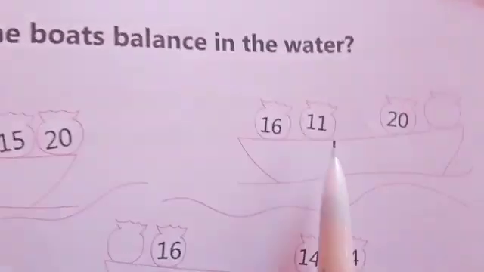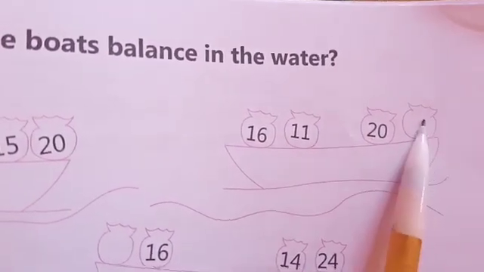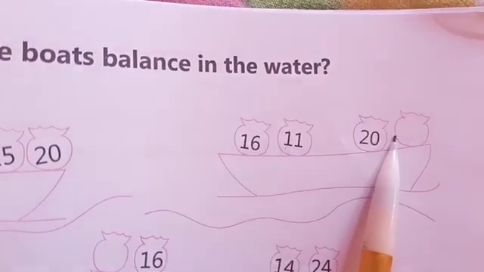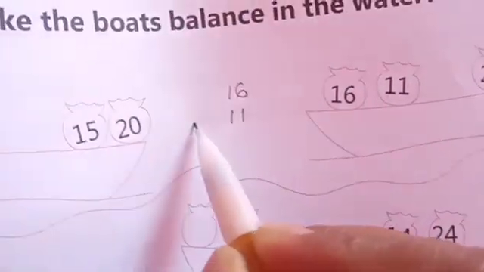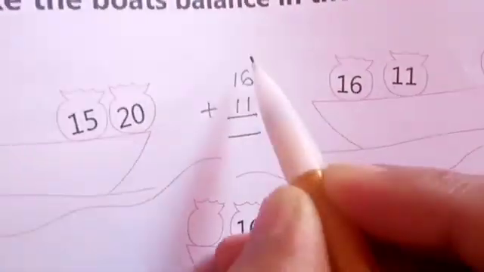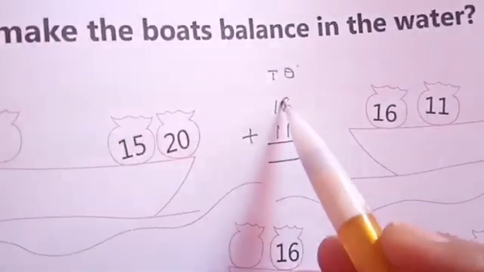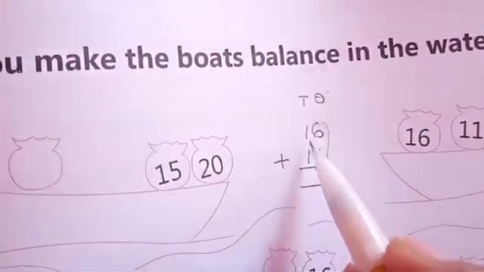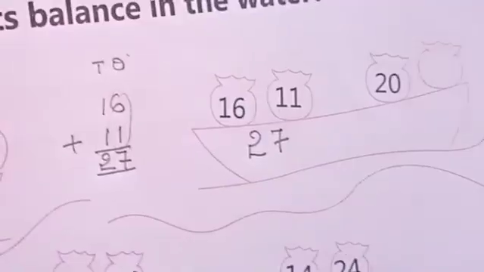Now we are having 16 and 11 on the left side, and we are having 20 and nothing on the right part of the boat. So what do I need to put here? Okay, for that let us solve like this. First thing is 16 and 11. If I add these two numbers, we know how to add. Ones and tens I have written. First I need to add the ones place digits. 6 plus 1 is how much? 7. And 1 plus 1 is 2. We got 27. Is it right?